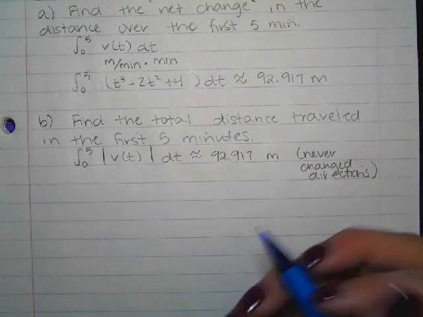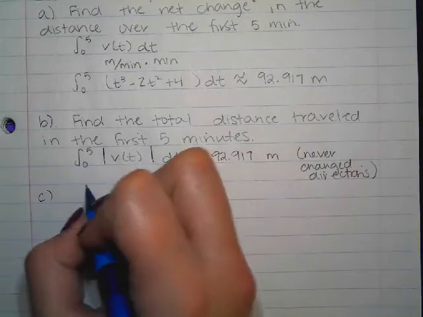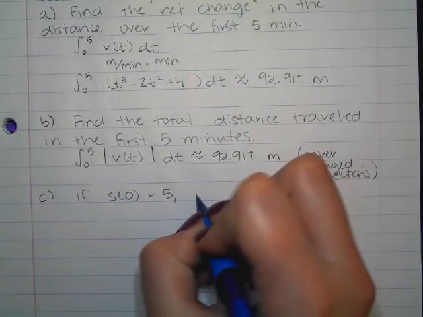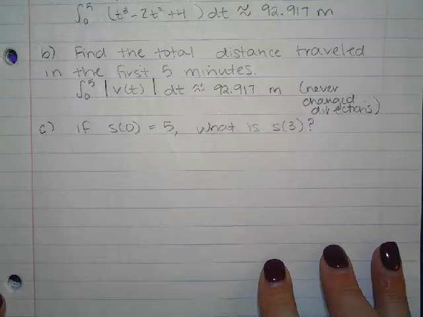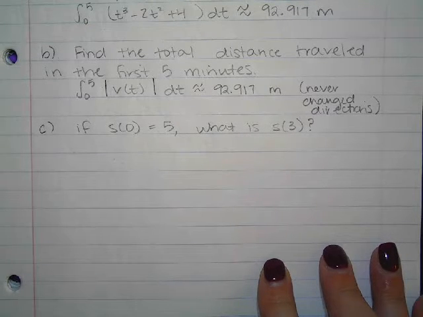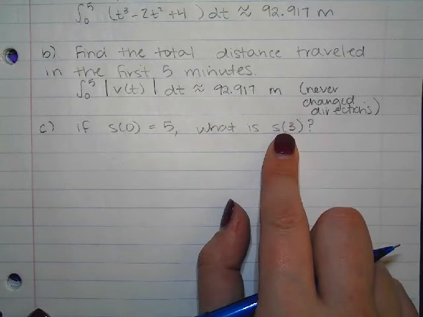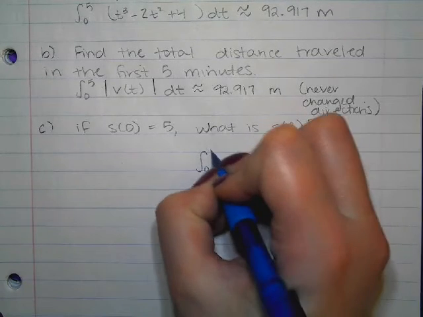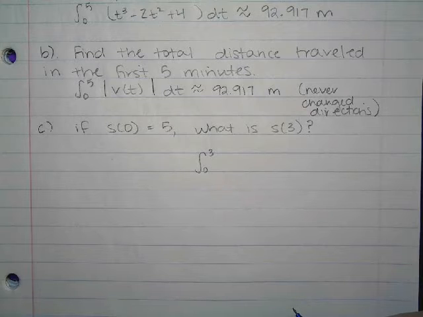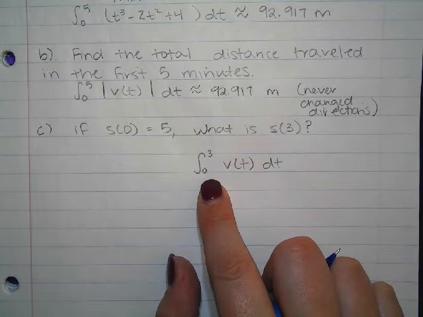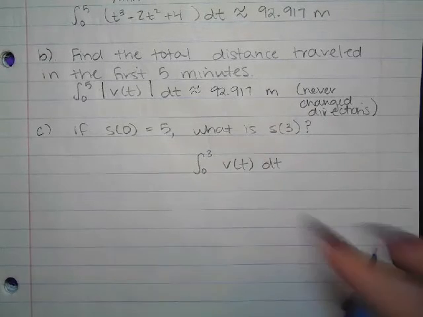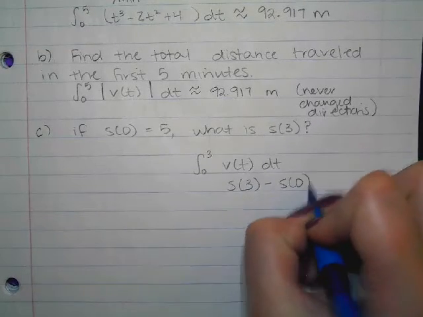All right, part C. If S of 0 equals 5, what is S of 3? And I would say you should probably star this, highlight it, do something, because this is a very common problem, and it is one that really messes with students, okay? All right, so if we wanted to know s of 3, we would say the integral from 0 to 3 of v of t dt. That's how we're going to find s of 3. And if we think about what we are literally finding when we do this, what are we actually finding? The difference between S of 3 and S of 0. Yeah, we're finding s of 3 minus s of 0, right?